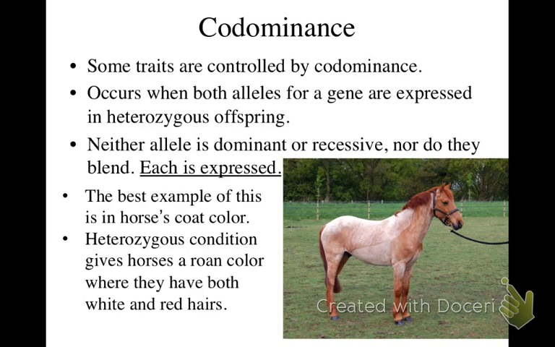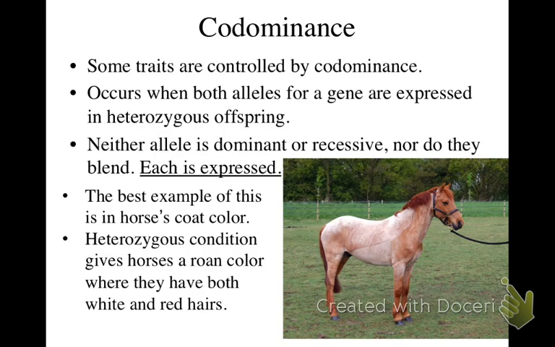They each get expressed. Anybody go ride horses and know anything about horses? Maybe. Do you or no? Yeah? So roan horses are actually a codominant trait. That's the best known example. It's a red-haired horse mated with a white-haired horse, and all of the offspring weren't pink. They were both red and white hairs. And so you see a picture right here where you could see the red hairs and the white hairs on the belly and the red hairs on the leg.